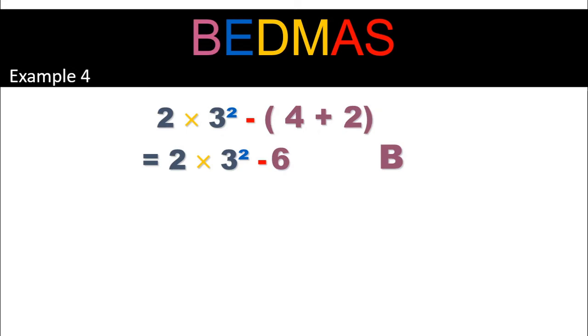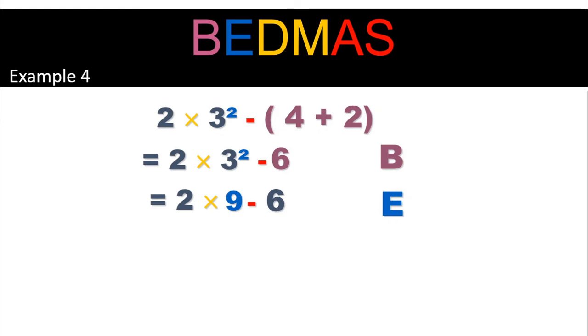Next, do I do the multiplication, the exponent, or the subtraction? We do the exponent next. 2 times the answer of 3 squared, minus 6. Remember, 3 squared means 3 times itself, so 2 3's multiplied together, and 3 times 3 is 9, not 6. A lot of people make this mistake. So now we've got 2 times 9 minus 6.